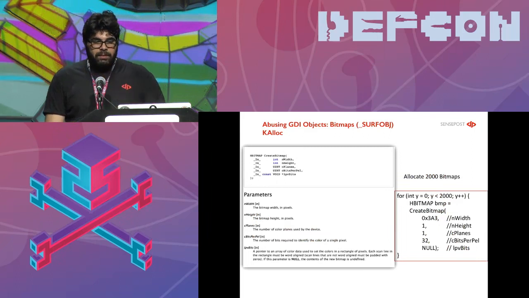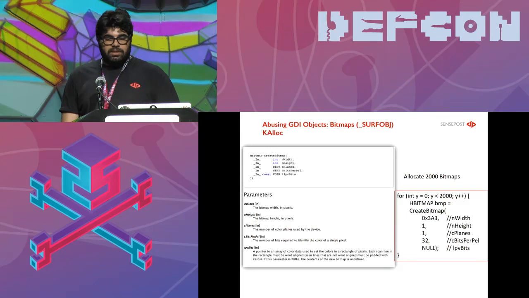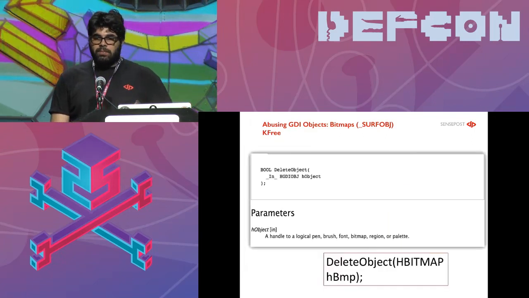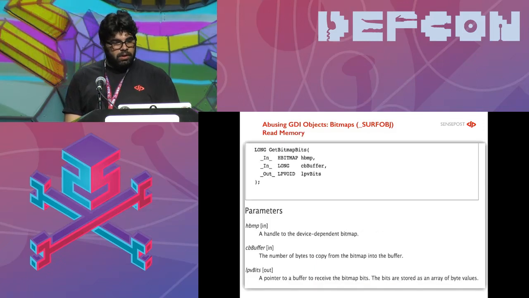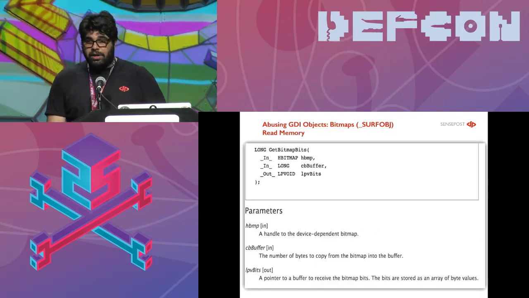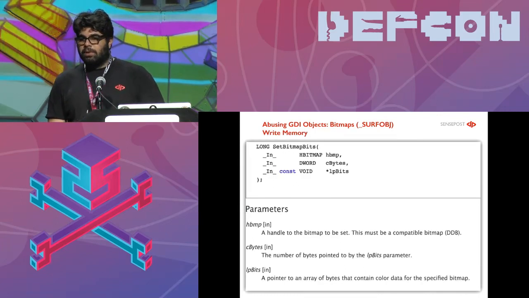The way you can allocate bitmaps in memory is by calling the CreateBitmap user mode function. This takes a width, a height, the planes, the bits per pixel, and the bits of the bitmap, and allocates a bitmap in memory. The way you can free bitmaps is by calling DeleteObject. The way you can read the bitmap memory is by using GetBitmapBits. These are all user mode functions. You can call them from any application. And the way you can write to bitmap memory is by using SetBitmapBits.